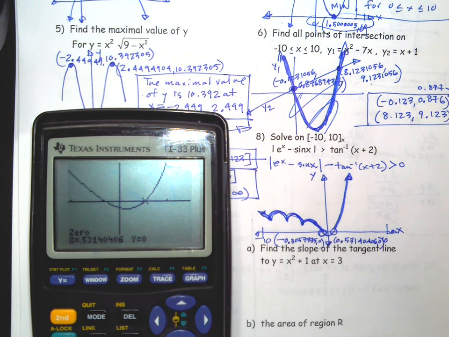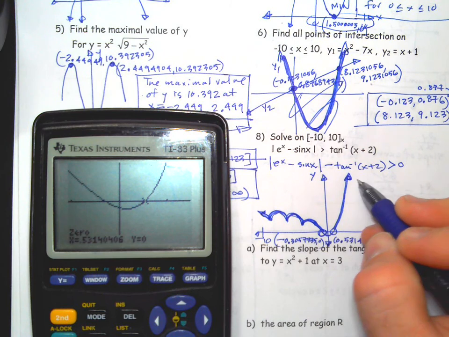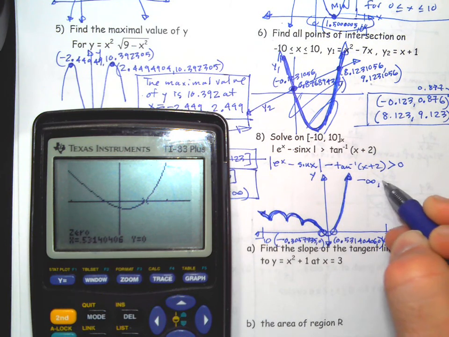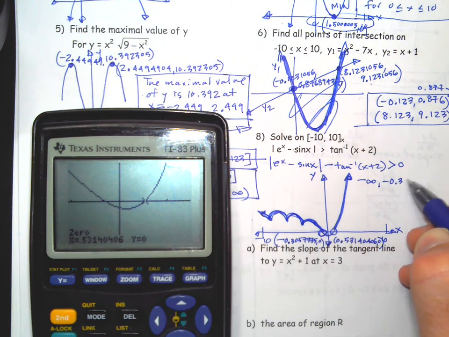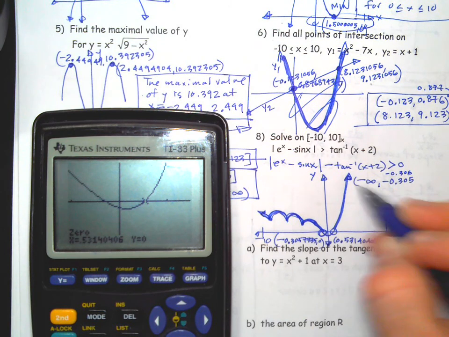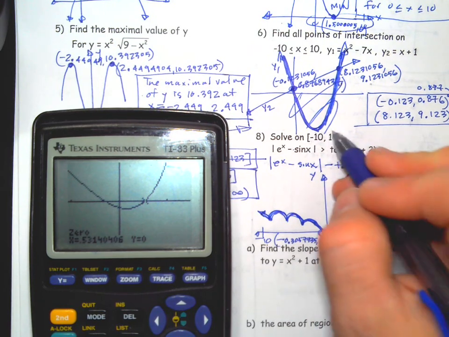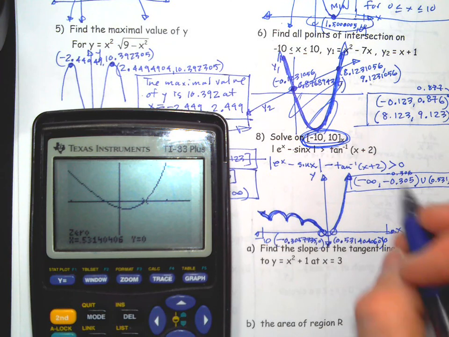And so now we should be able to write an answer. So now be careful. Some people would say negative infinity to negative 0.305, or negative 0.306 if you want to round, union 0.531 to positive infinity. This is what some people would write, which could be the answer if it didn't tell you specifically to only consider -10 and 10.